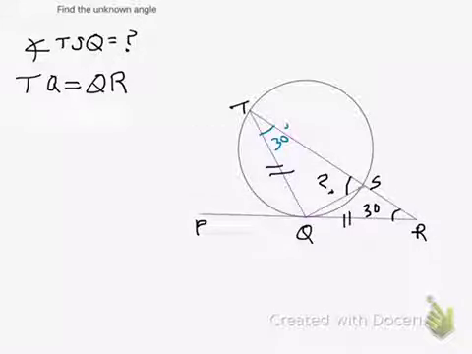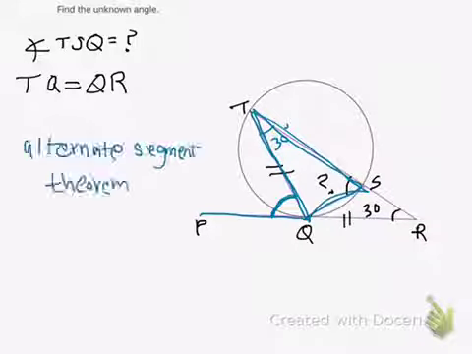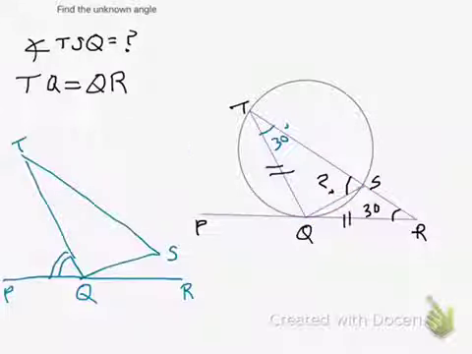Now here let's look at the two chords TQ and QS. The angle subtended by the chord TQ with the tangent PQ should be equal to the angle TSQ by the alternate segment theorem. Here let us try to understand what the alternate segment theorem tells us.